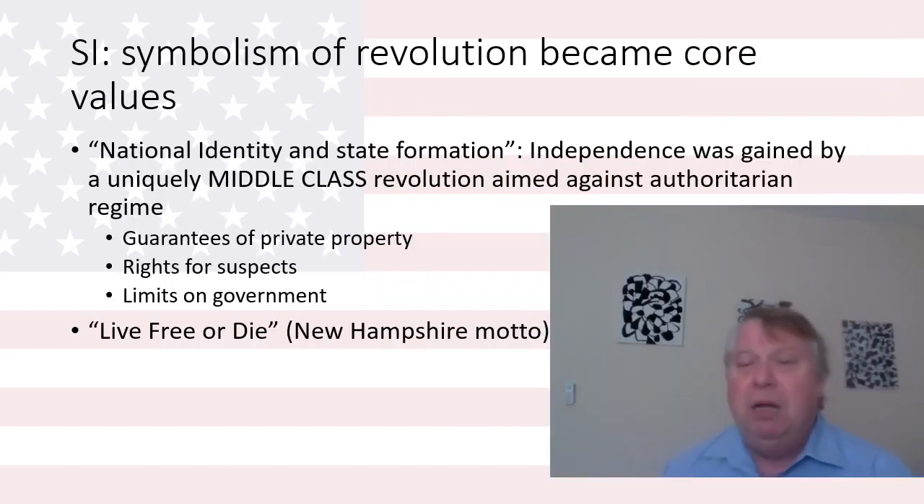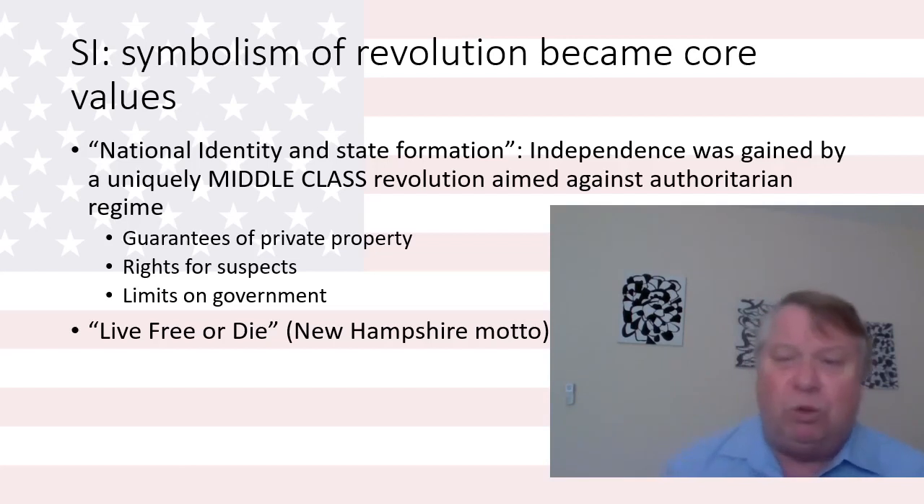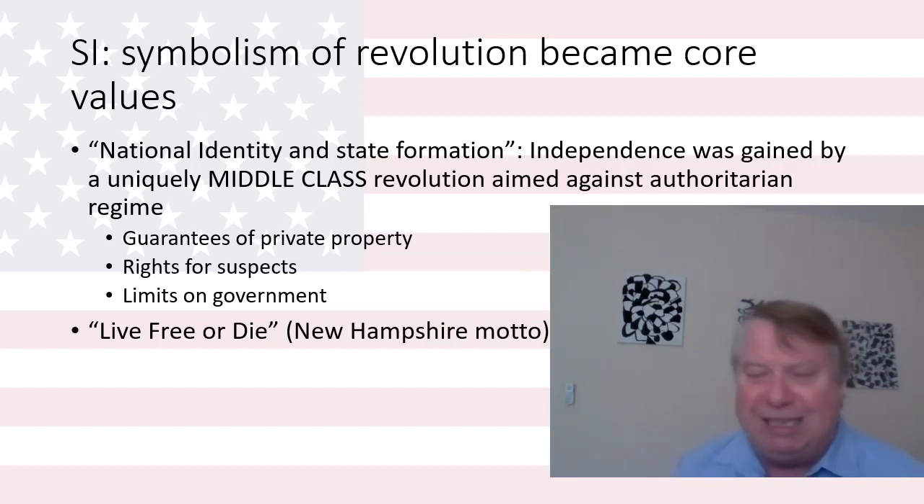Symbolic interactionism might focus on the symbolism throughout our history of the revolution incorporating itself into core values. So, for example, when America revolted against England, it wasn't a civil war. It was, in many ways, a war against the English government. Americans didn't hate English people. They hated the English government, and they did not want to be controlled by the English government. And the English government at that time was very autocratic. It was very authoritarian. There was a parliament in England, but Americans were not represented in that parliament. So parliament did not protect Americans against the abuses of the crown.